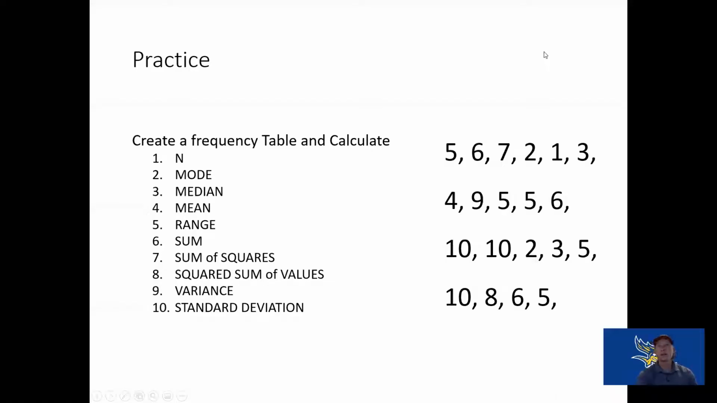Hi, Kinesiology 3010. This is our Chapter 14 lecture, or Chapter 4 lecture on correlations. Here is our practice from our descriptive statistics section. So you had 10 variables that you were supposed to calculate: N, which is a sample size, the mode, median, mean, range, sum of squares, squared sum of values, the variance, and the standard deviation. Okay.